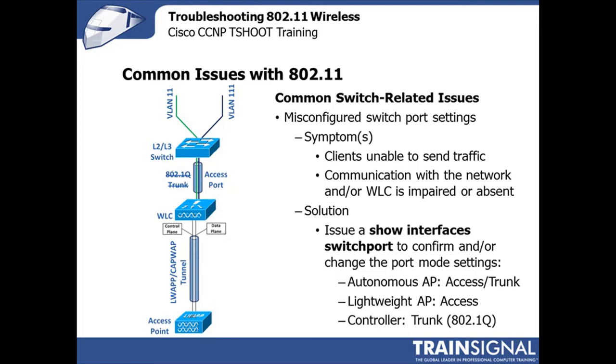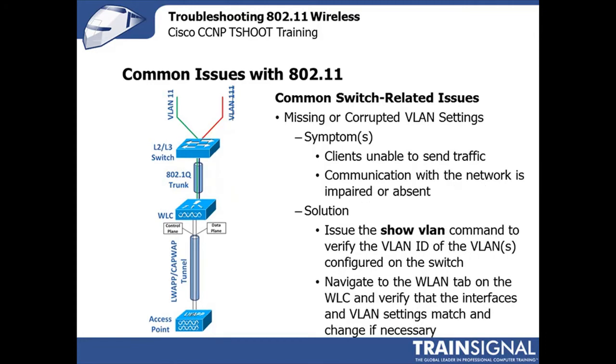Now, on an autonomous AP, if you want multiple VLANs, you have to configure it as an 802.1Q trunk. Not ISL, but 802.1Q. And the controller must be configured using a trunk connection. You may get a partial connection with an access link, but ultimately that's where your problems lie. So always make sure you have the right connection between your wireless LAN controller and your access point.